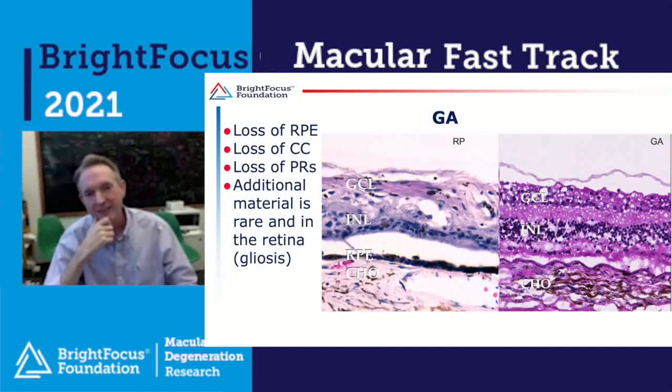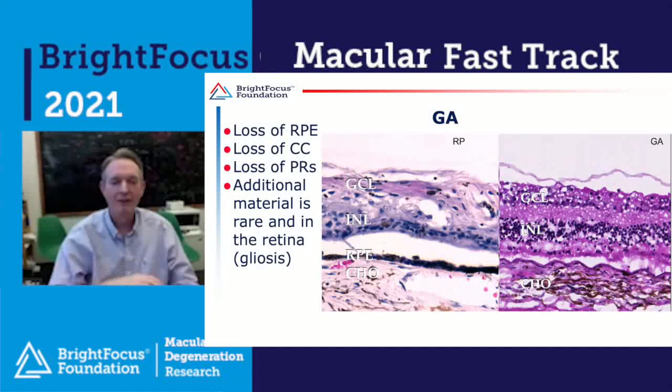And in that sense, it's a little similar to a disease like retinitis pigmentosa, shown here on the left. The big difference being that in retinitis pigmentosa, the RPE is preserved longer than it is in geographic atrophy.